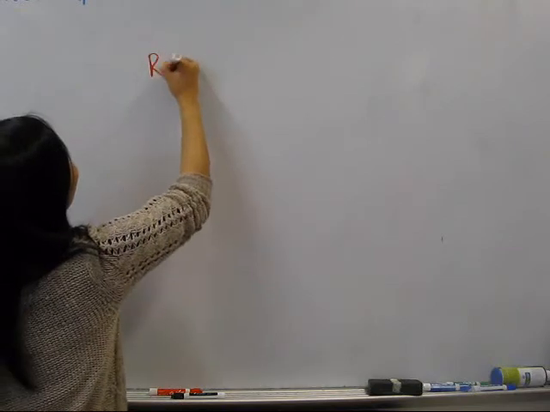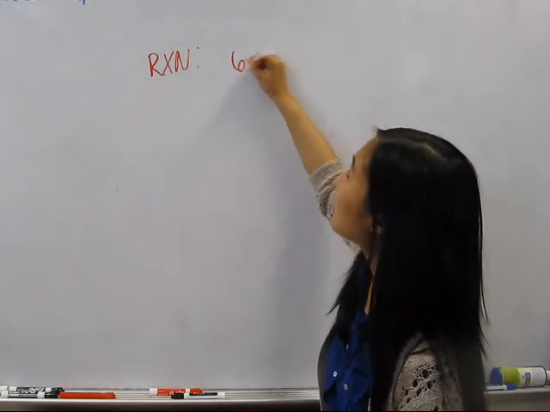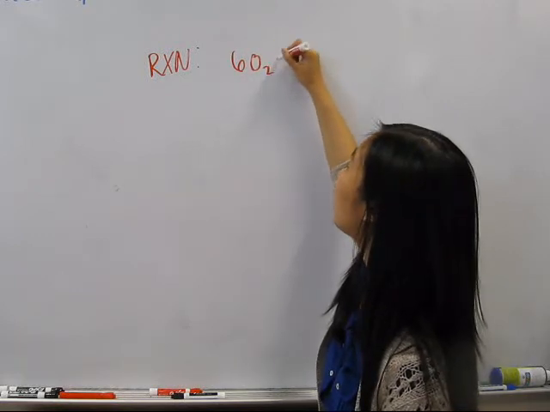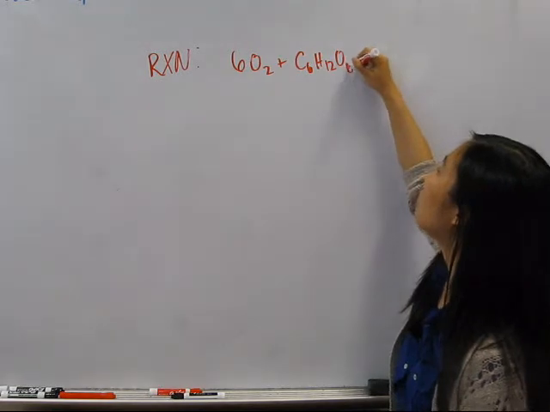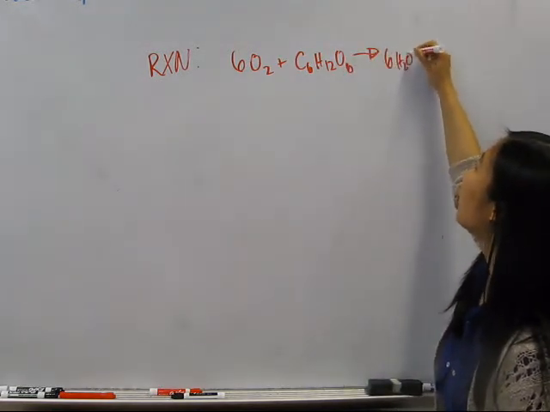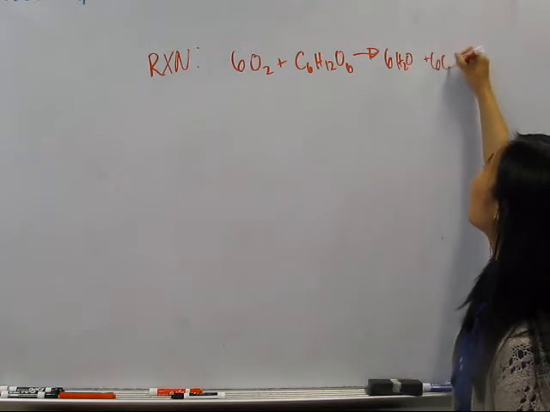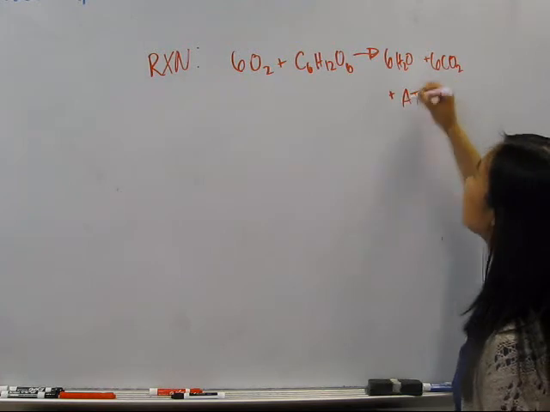Because I want to show you how they are like reverses of each other. So the chemical formula for cell respiration, the reaction looks a little bit like this. You need 6 oxygen molecules, 1 glucose molecule, and you're going to produce 6 waters and 6 carbon dioxides and some ATP.